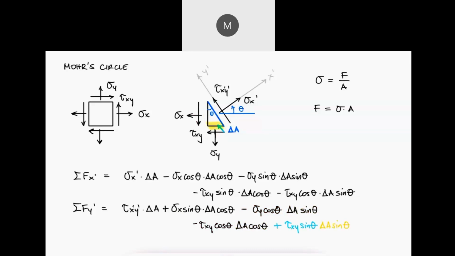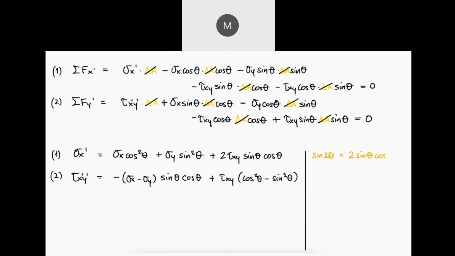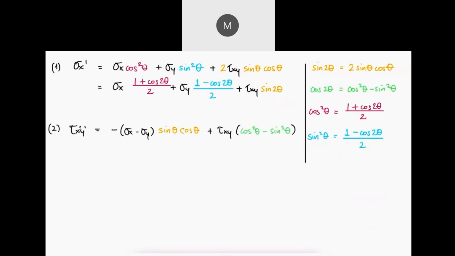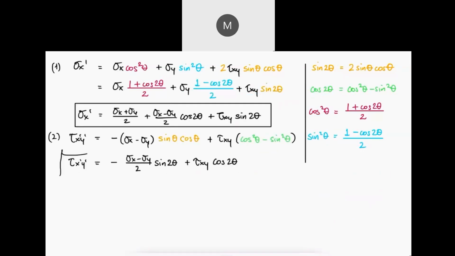Since the stress element is only deforming and not moving up or down, we know that the sum of forces are equal to 0, and since every term has a delta A, the delta A's cancel out, and we can write simplified versions of each equation. Using the trig identities for the double angle for 3 of the terms in these expressions, and the trig identities for the cosine squared and the sine squared on the 2 first terms of the first equation, we can group some of the terms together for the expressions of both sigma x prime and tau x prime y prime.